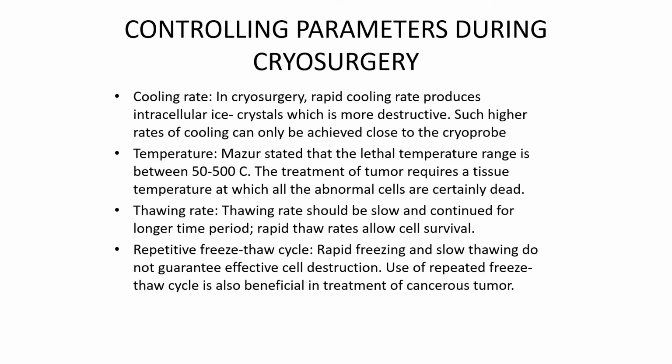عندنا thawing rate ذوبان لازم يكون بطيء و continued for longer time period. Rapid thaw rates allow cell survives يعني لازم نخليه كلش بطيء بسرعة الذوبان. Repetitive freeze thaw cycle. Rapid freezing and slow thawing do not guarantee effective cell destruction. لازم نخلي repetitive هاي العملية على نضمن إنه كل الخلايا حتموت.